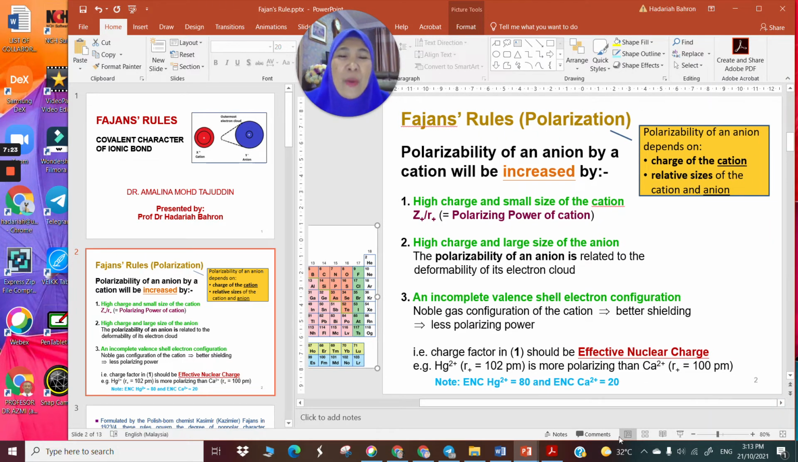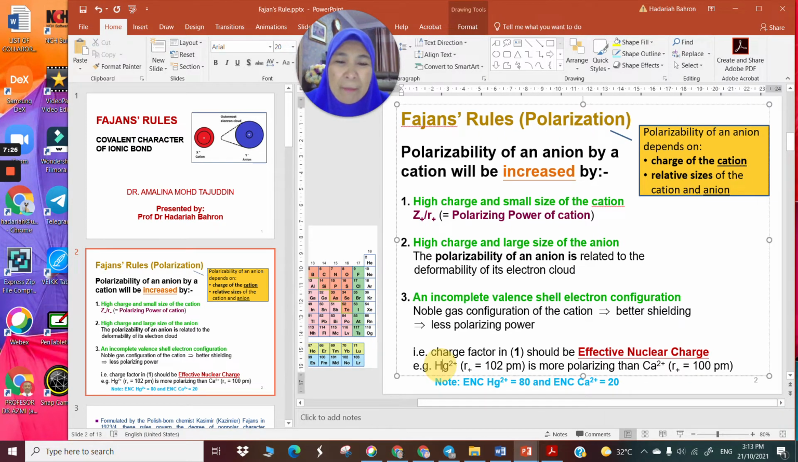Okay, comparing between mercury 2+ and calcium 2+. Why do we compare these two? Because they have very similar sizes, 102 picometers and 100 picometers, but very different nuclear charge. You will find that mercury is a lot more polarizing compared to calcium, because something with a complete noble gas configuration will provide better shielding and less polarizing power.